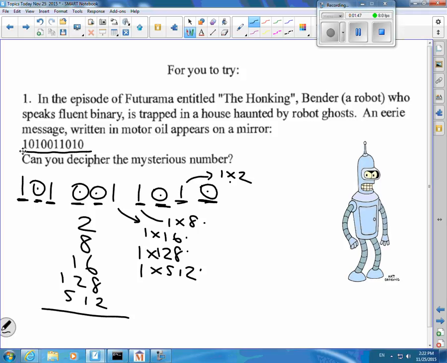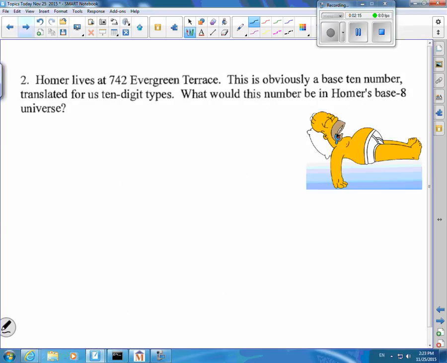So let's add this up. 8 plus 2 is 10. That's 26. Wait a minute, 6, 6, and aha! Clearly, the house that Bender's in is possessed by demons because the number scrawled on the wall in motor oil is 666.